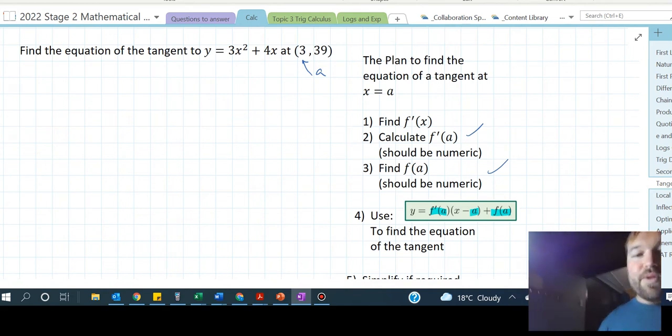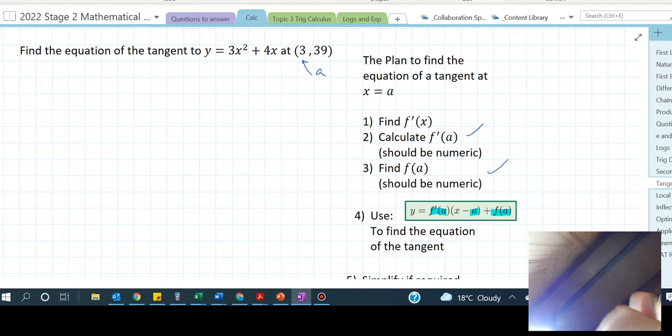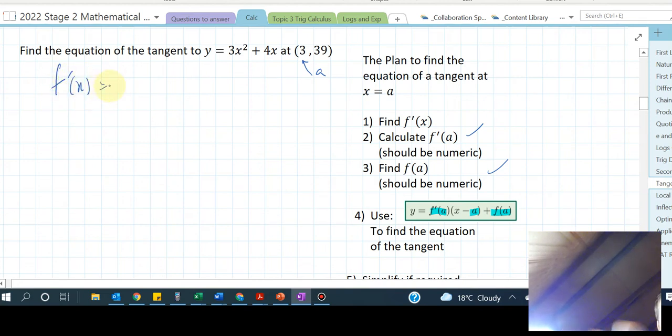Alright, so first of all, find f dash x. So you can also call it dy dx, but I won't. I will call it f dash x. We've chosen an easy one to get started with, 6x plus 4. Cool. Alright, if we go 6x plus 4 is f dash x, f dash a, where a is 3, is, well, 6 times 3 plus 4 is 22.